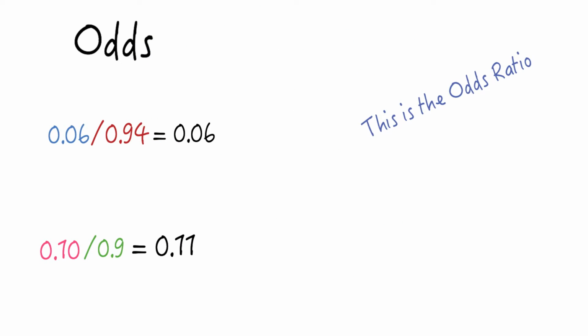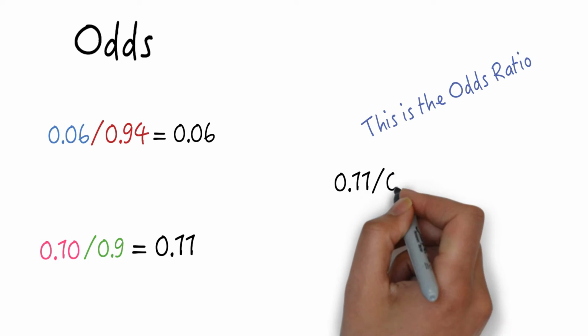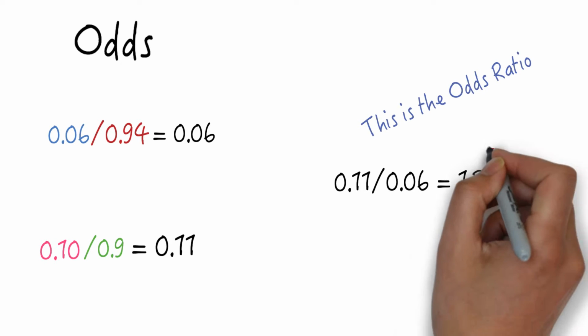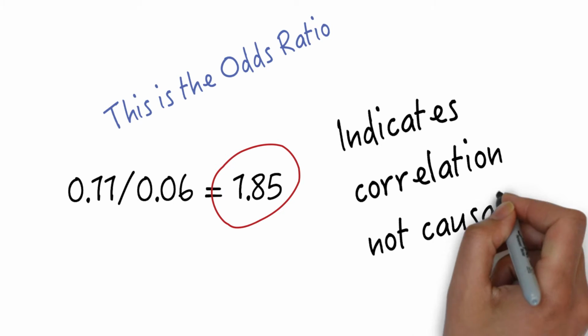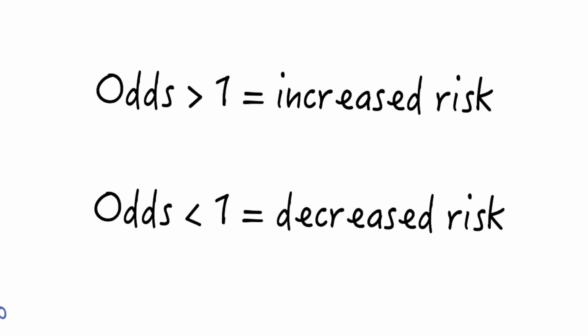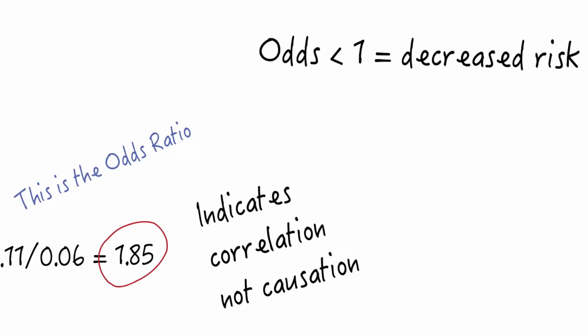The odds ratio is the ratio between both numbers. In my example, 0.11 divided by 0.06, which gives 1.85. The odds ratio indicates that there is correlation, not causation. An odds ratio greater than 1 indicates an increased risk. An odds ratio smaller than 1 indicates a reduction of risk.